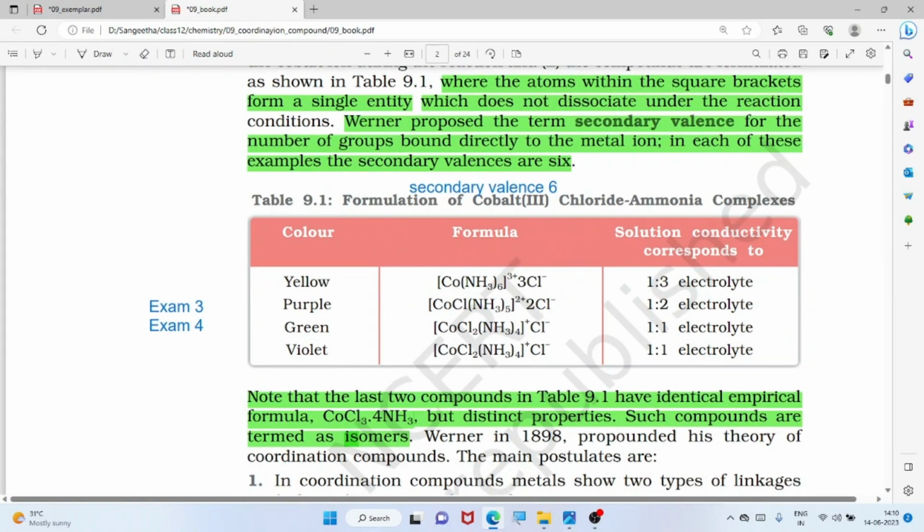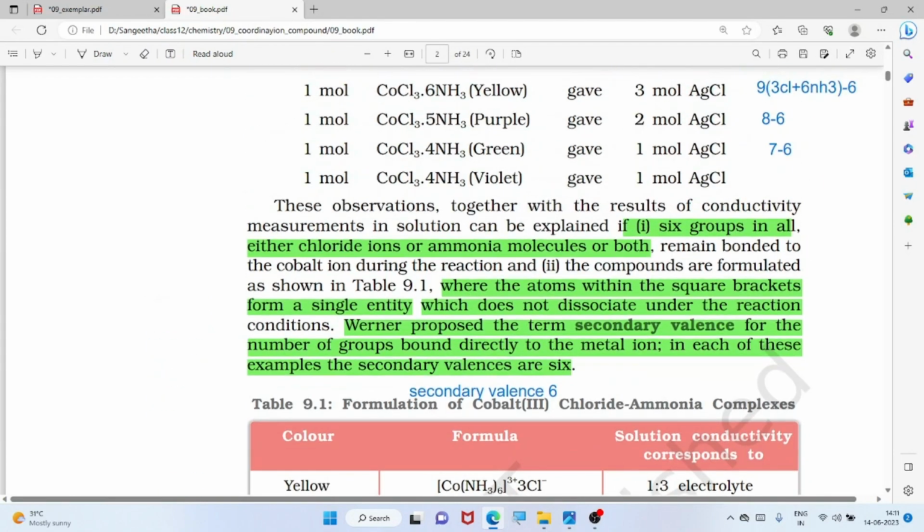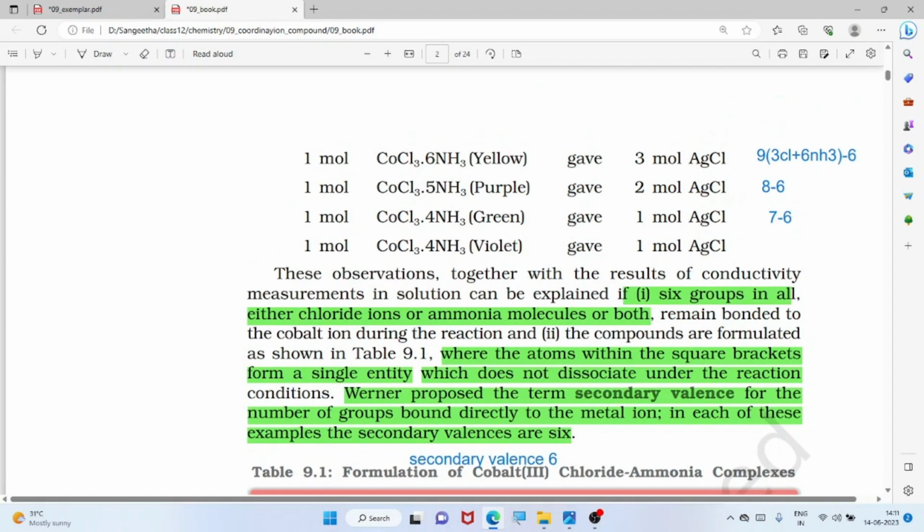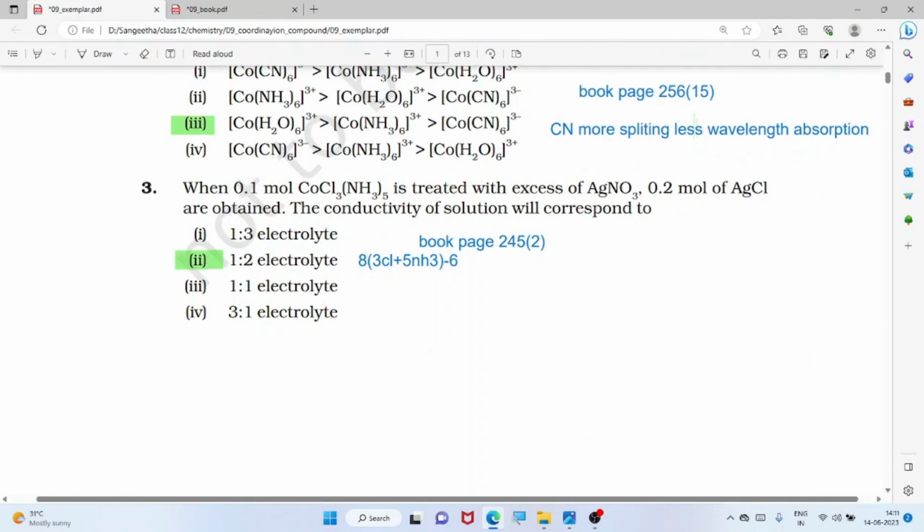Now see here, all of these have 6 as the secondary valence inside. With NH3 and Cl, here only 6, so 3 is extra; this is the 3 electrolyte. So the rule is 6, 6 groups in all, either chloride or ammonia molecules or both. Here also you can see it. When you subtract 6 from here, then you get 2 moles, that is 1:2.